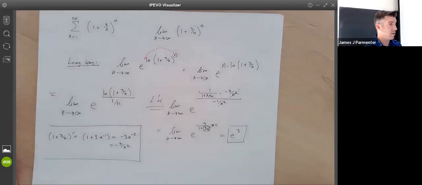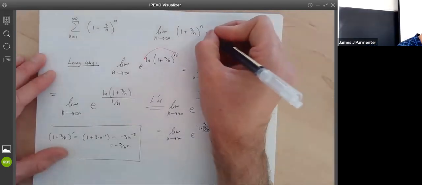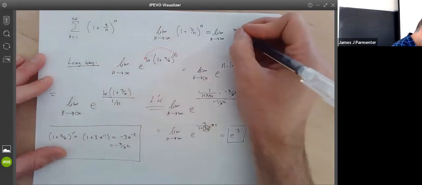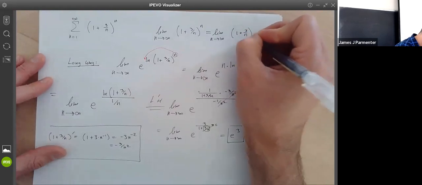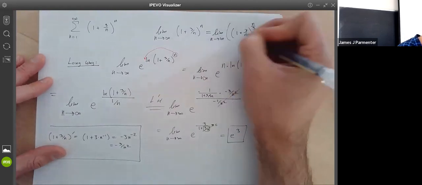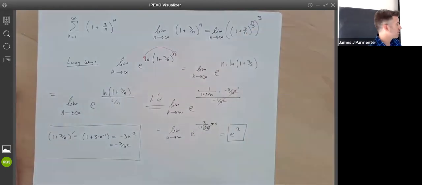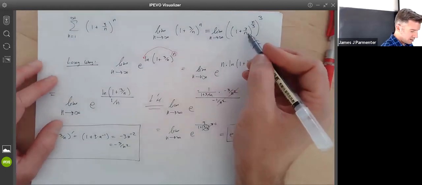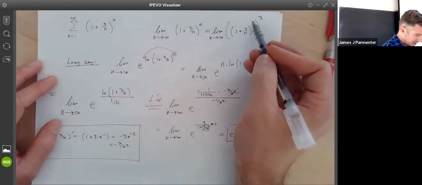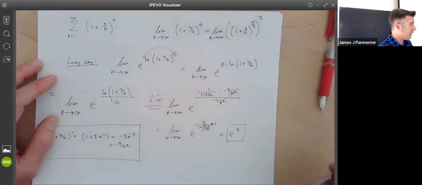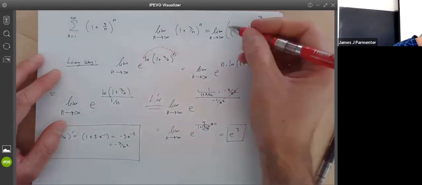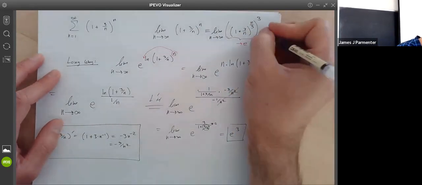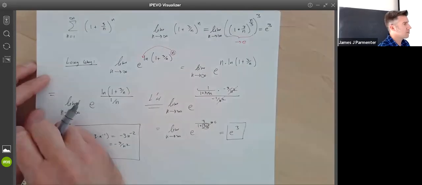The short way is the following. I'm going to write this as (1 plus 3 over n) to the n over 3, to the third. Now I have an expression where I've got 1 plus a thing. That thing is going to 0, and the exponent is its reciprocal. If you've got that format, this inside part is going to e. So this entire limit is e to the third power.